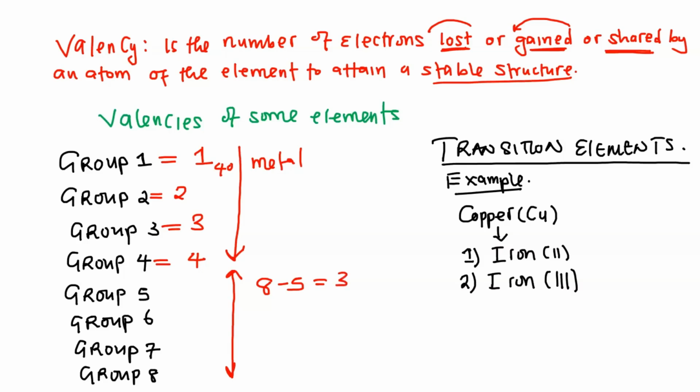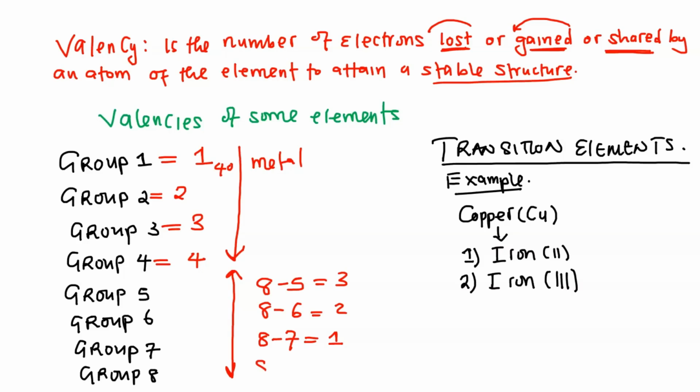Then group 6, you are going to say 8 minus 6, which is 2. So this is where you find oxygen. This is where you find sulfur. Also, all those have the valence of 2. Then what about those that are found in group 7? You are still going to say 8 minus 7, and this is 1. So the valence of these that are found in group 7, they have a valence of 1.